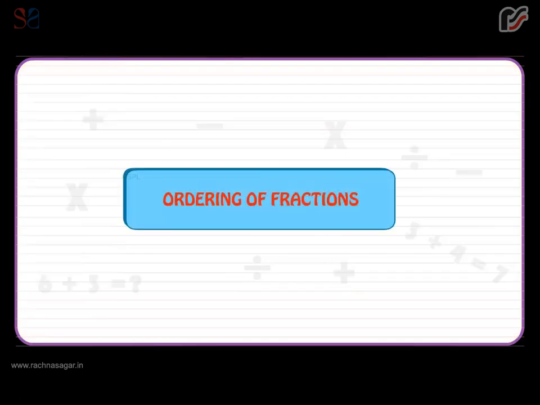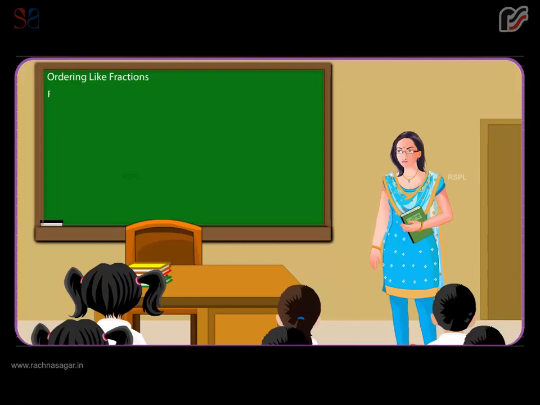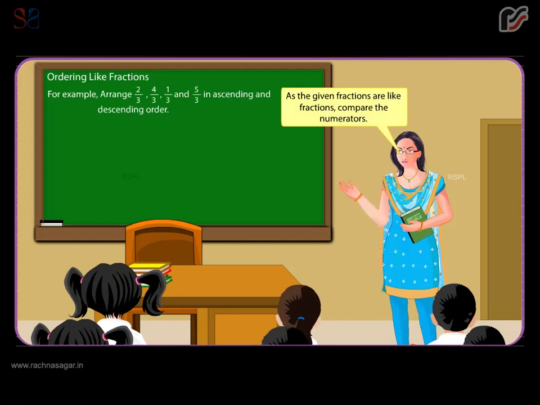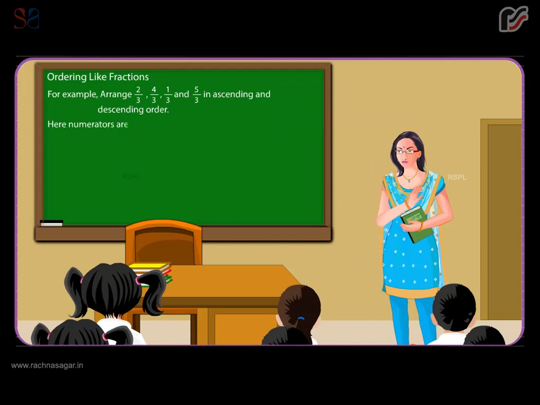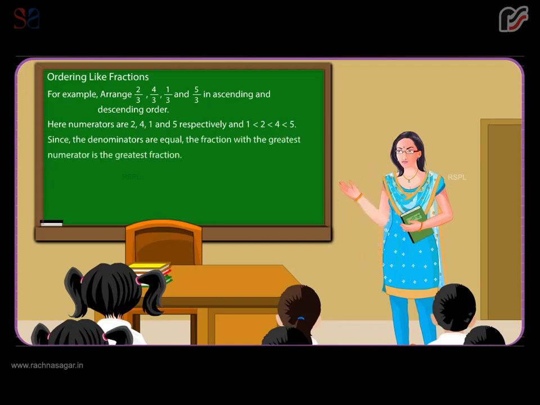Ordering of fractions. Ordering like fractions. For example, arrange 2/3, 4/3, 1/3 and 5/3 in ascending and descending order. As the given fractions are like fractions, compare the numerators. The numerators are 2, 4, 1 and 5 respectively, and 1 is smaller than 2, which is smaller than 4, which is smaller than 5. Since the denominators are equal, the fraction with the greatest numerator is the greatest fraction.